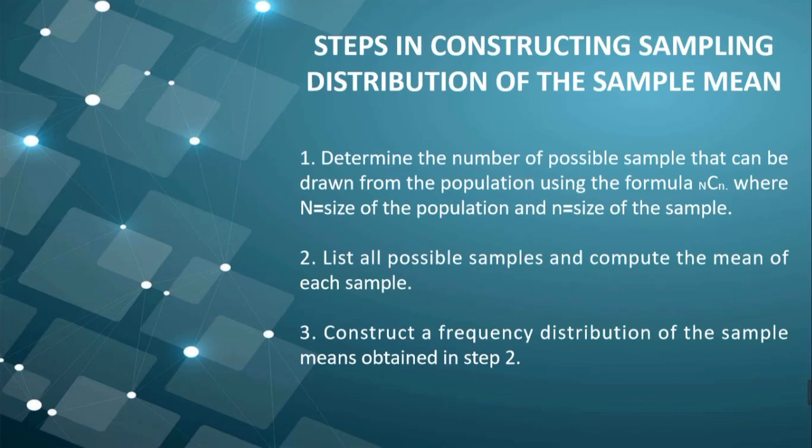The steps in constructing the sampling distribution of the sample mean: first, determine the number of possible samples that can be drawn from the population using the formula NCn, where capital N represents the size of the population and lower n represents the size of the sample. Next, list all possible samples and compute the mean of each sample. Lastly, construct a frequency distribution of the sample means obtained in step 2.